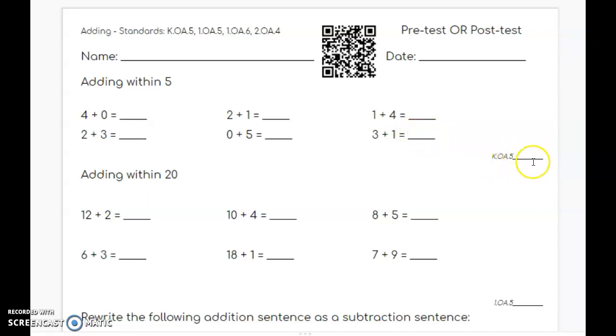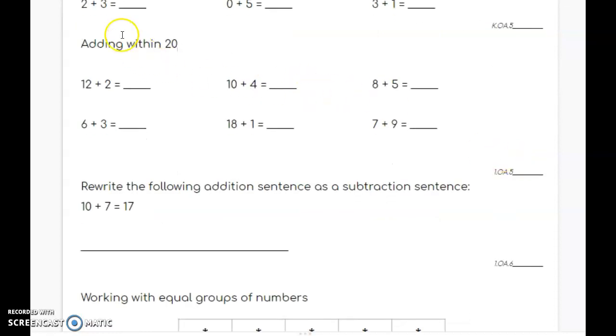Remember, these lines off to the side are for the teachers, so you do not touch those. Going on to our next section, and remember, if you need more time to write down your answers, you may pause the video, or if you would like to hear me say something again, you may replay the video or rewind it. The next section says adding within 20.